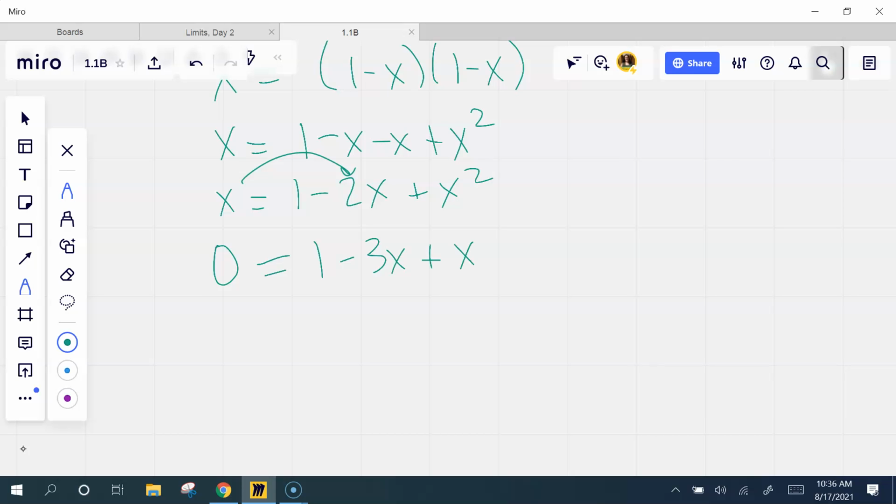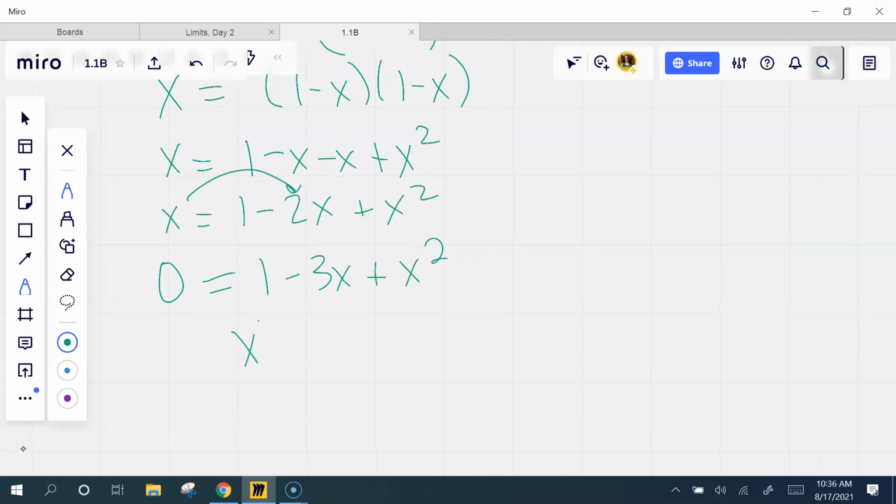And I'm just going to rearrange this to look a little better. So x squared minus 3x plus 1. What should I do? Why are you doing quadratic formula? It doesn't work. It's not factorable. So I am down to quadratic formula or completing the square.